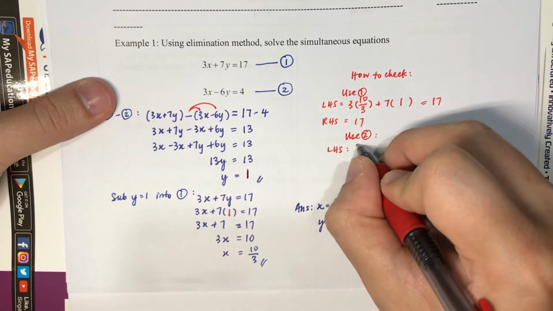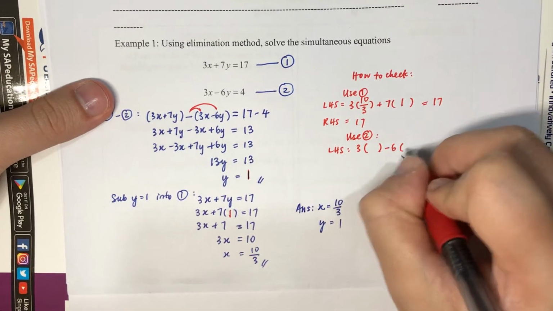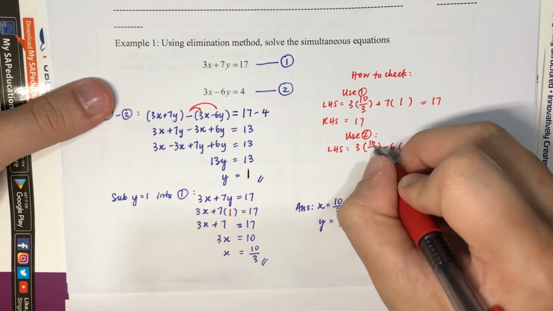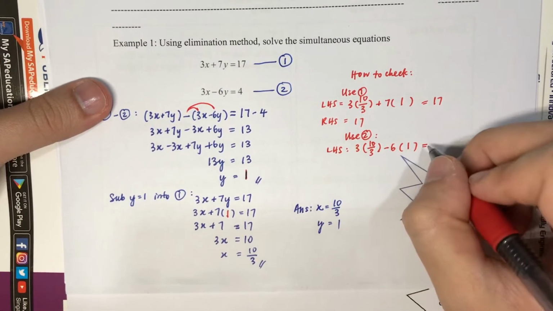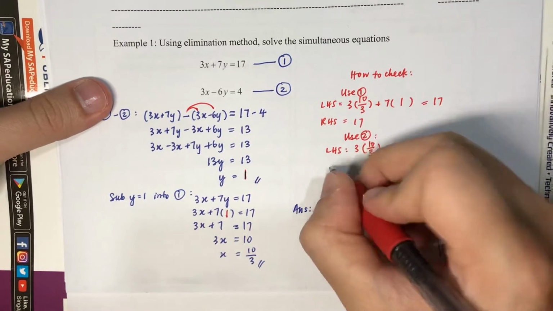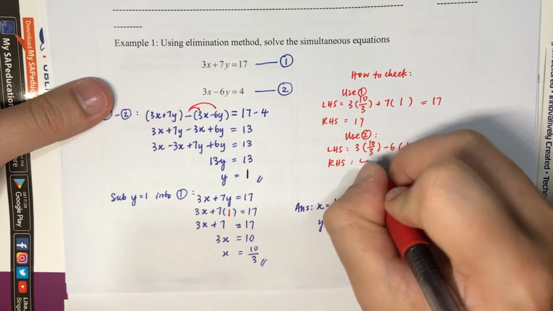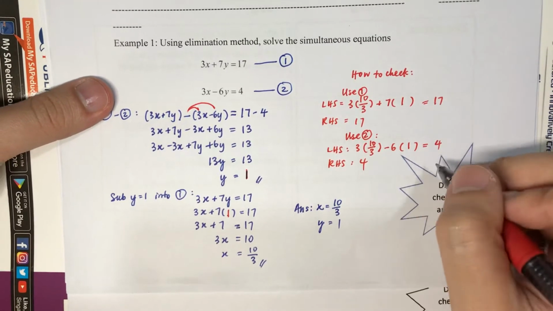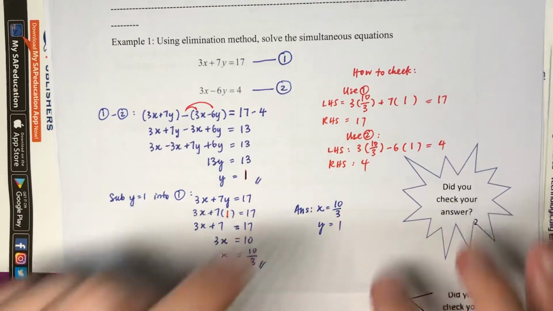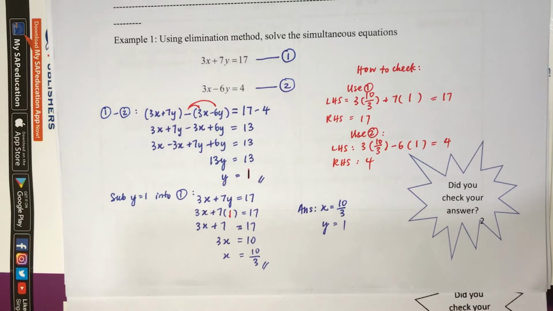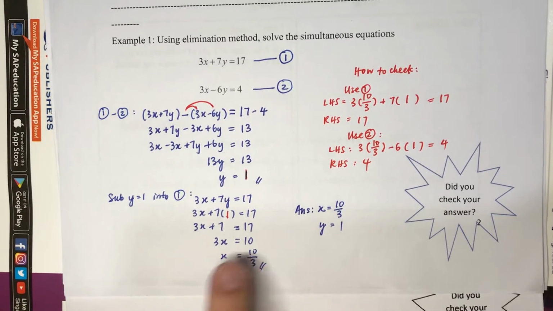I have a 3x minus 6y. So 3x is 10 over 3, y is 1. So I will actually calculate to be 4. Use your calculator. Right hand side is also 4. So since left hand side and right hand side are the same, it means that the x and y are the correct values, the correct solution. So this is for example 1.